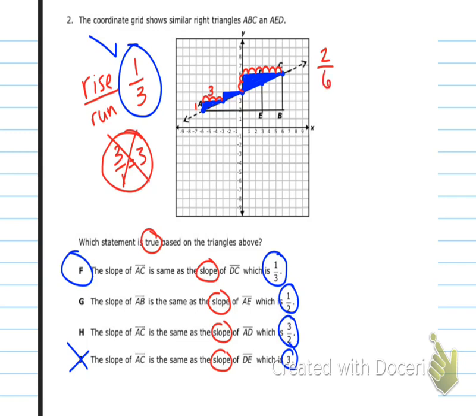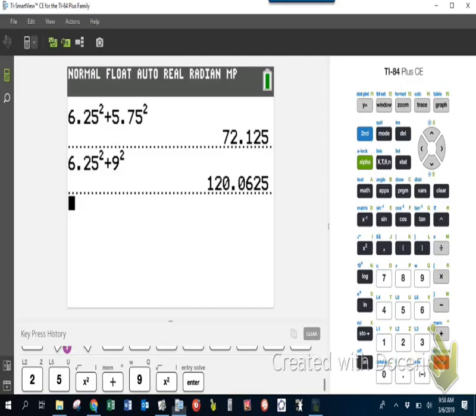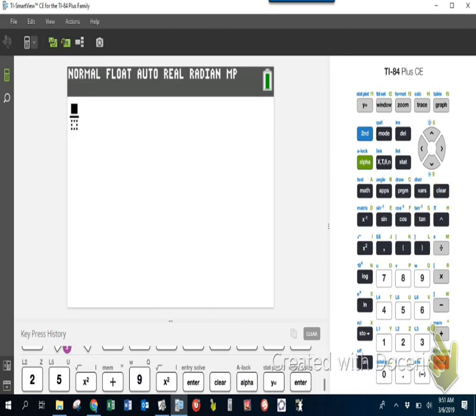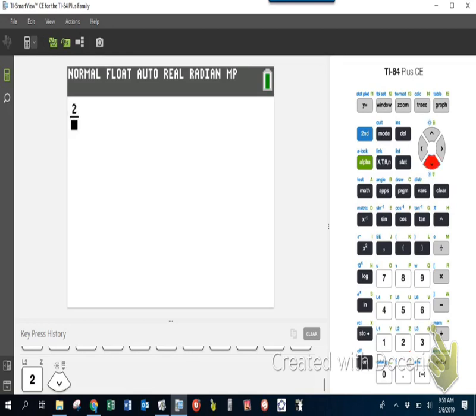Now, you should know that 2 over 6 simplifies to 1/3. But for those of us that are a little bit weak with your fractions and everything, or you're just plain scared, you could always just type it in to get it simplified. So if I simplify 2 over 6, then I get my 1/3.